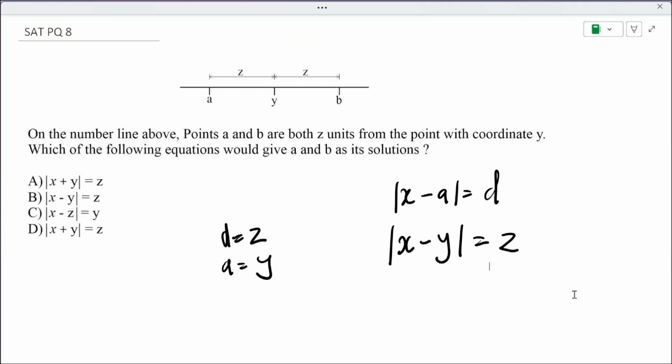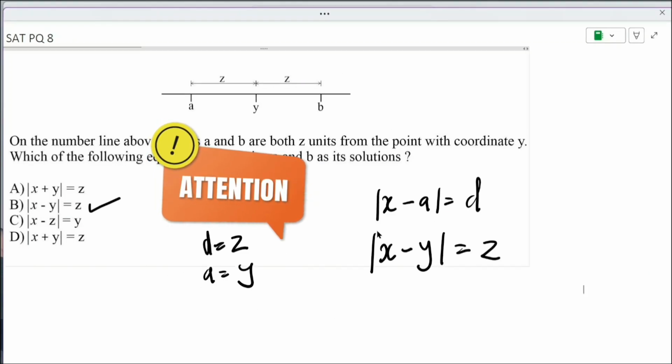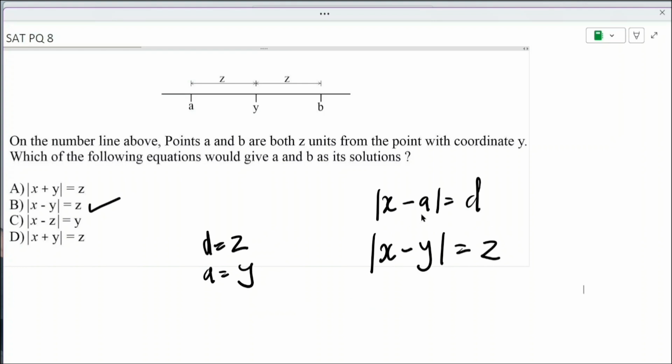So the answer to this question is B. You have to be very careful. We have x, y, z, and there's a negative here. Hope you understand. For extra information, we know from the standard formula that A is y and D is z, the distance between the midpoint and any of the two extremes.